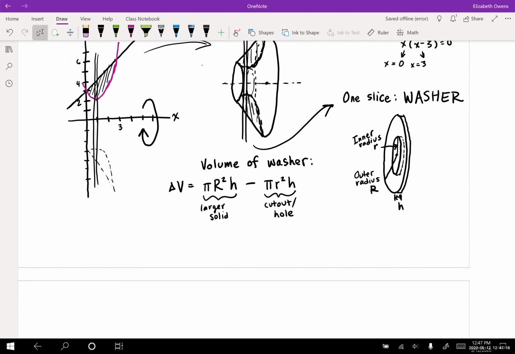And this can actually be simplified a little bit because you'll notice both of those terms have a pi and the same h in them. So we can actually factor those out. So delta V, you can say, is pi times big R squared minus little r squared times h. If you distribute that all back out again, you'd get the same terms, but it's just easier to think about there.